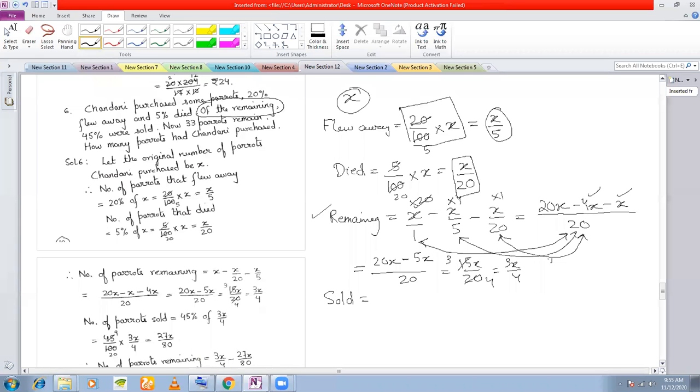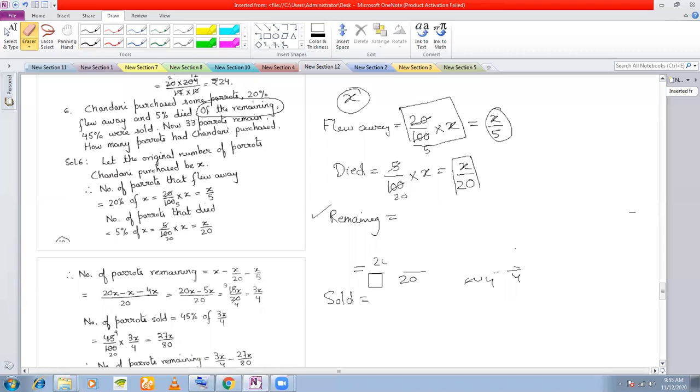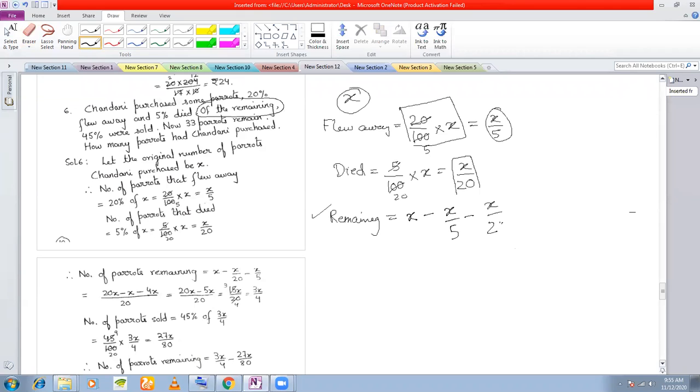So now if you see the question states here, of the remaining. So before calculating on the remaining, we'll calculate how many parrots remain. So how many parrots remain? You have X parrots. You had X parrots here. Let me just do this once again. Okay, you had X parrots here and minus the number who flew away, X by 5, and the number who died, X by 20.